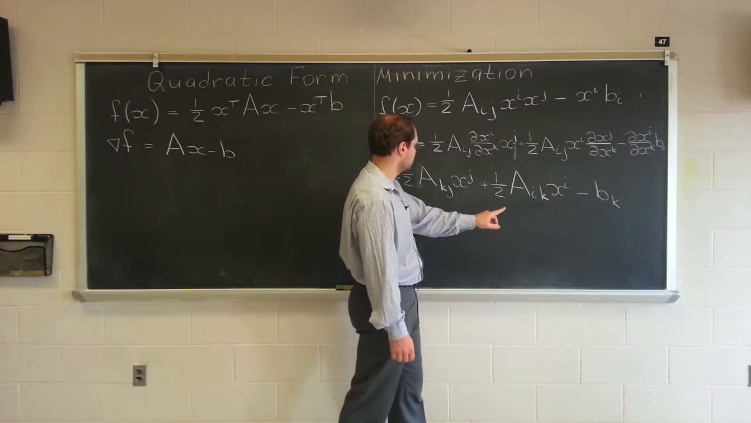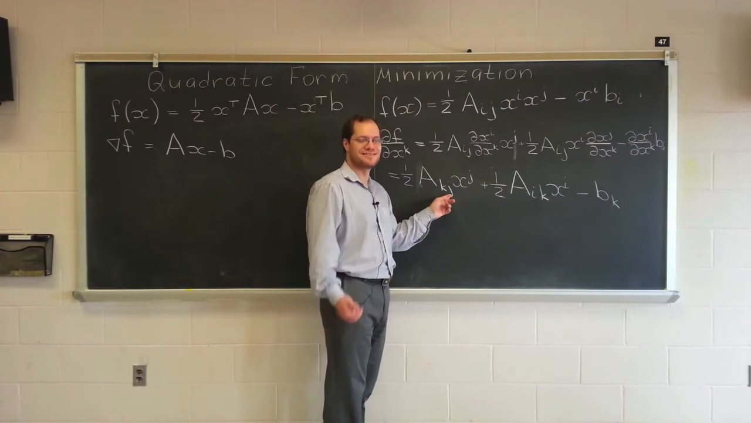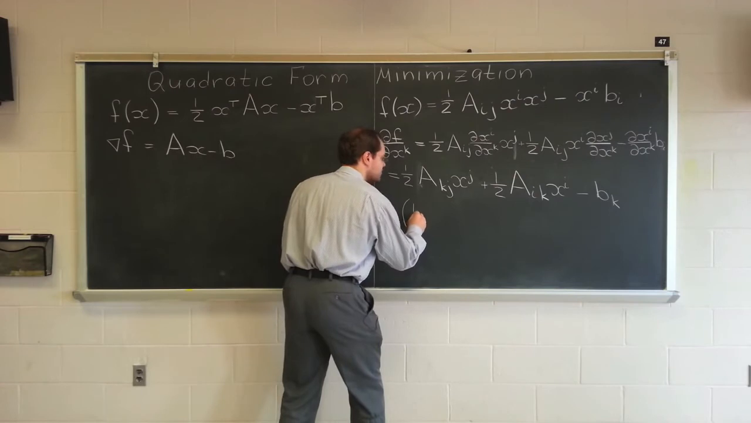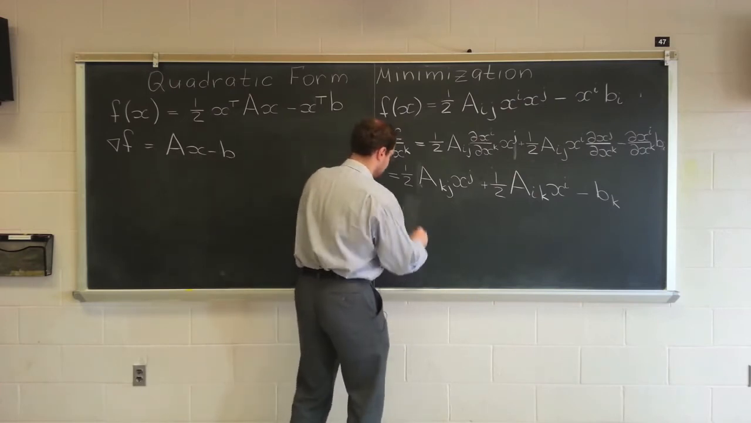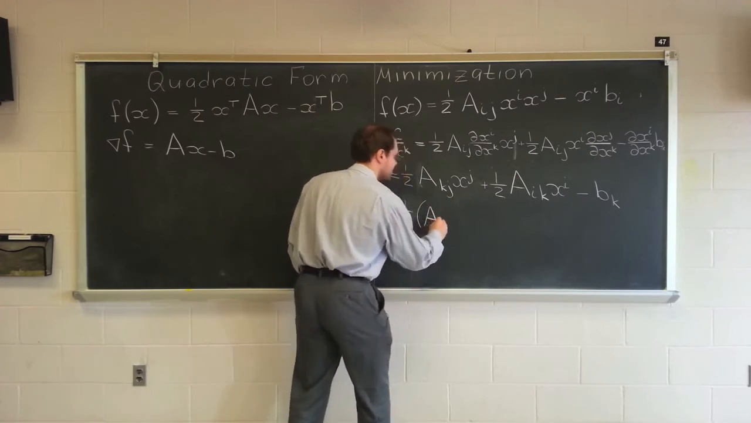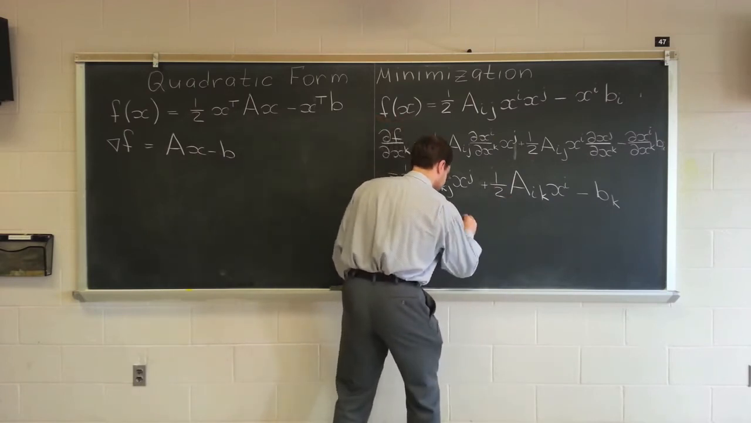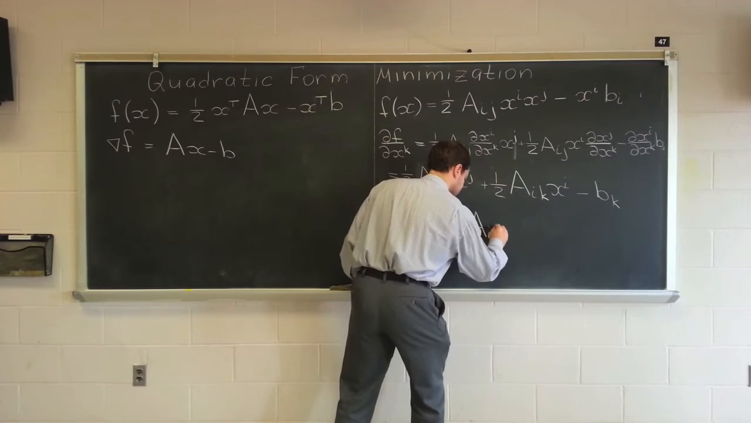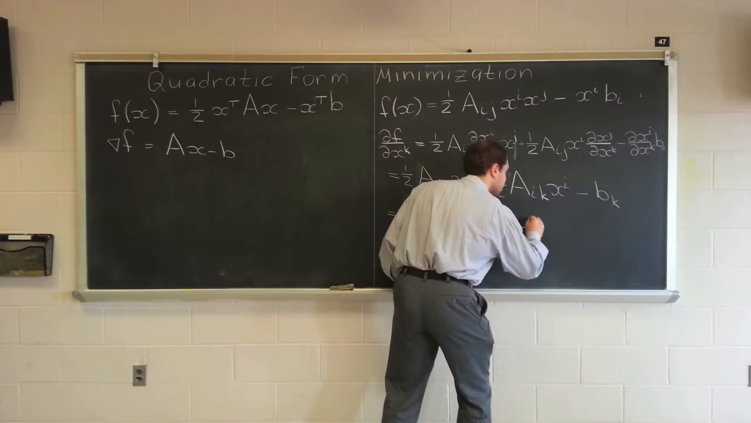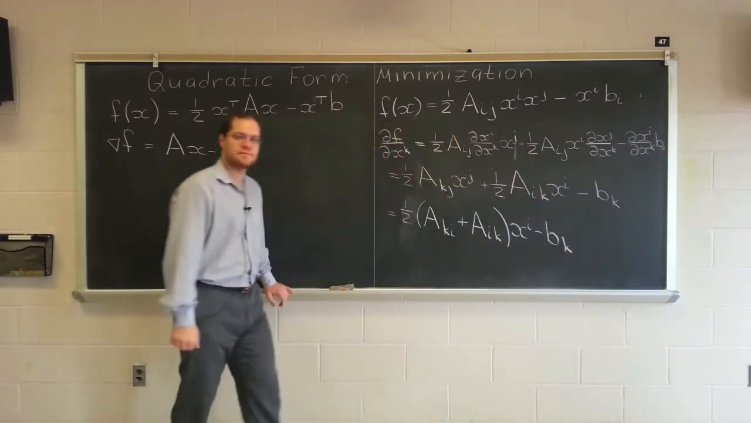Is that the one I want to read? Yeah, I think so. Or let's rename j and stick with i. So that will result in 1/2 a k i plus a i k x i minus b k. And that's actually the final answer.